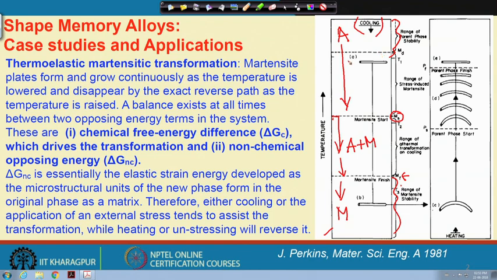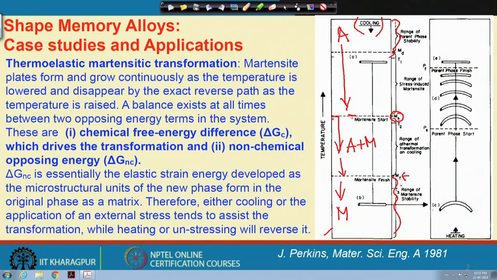However, the driving force required for the austenite to martensite phase transformation could be compensated by applying some stress, when stress assists this austenite to martensite phase transformation. Okay. What does it mean? That if we apply stress, then the Ms temperature will be raised.